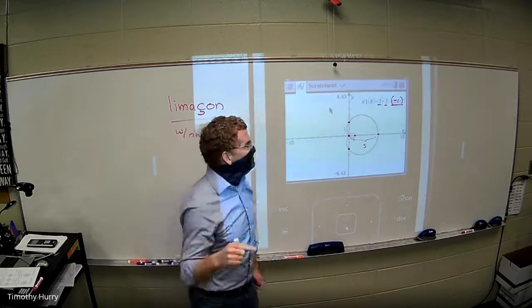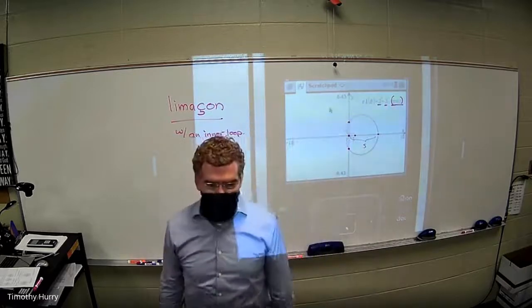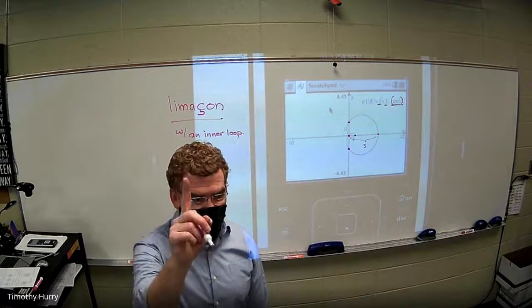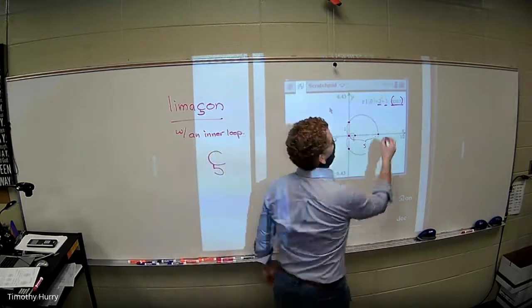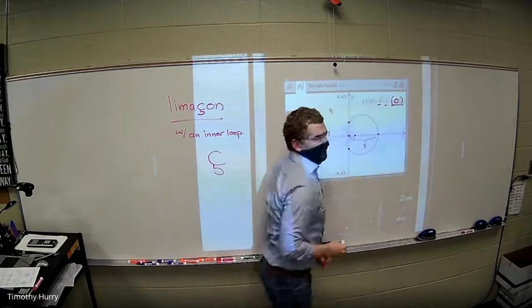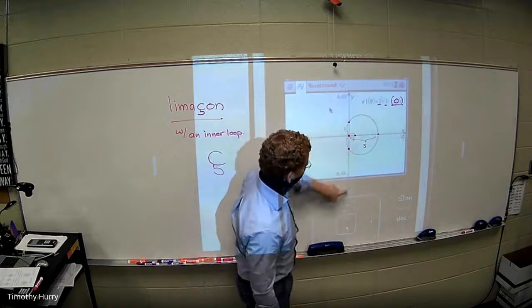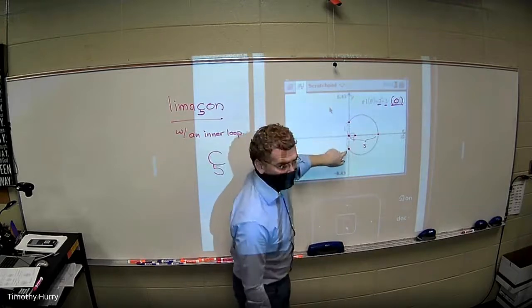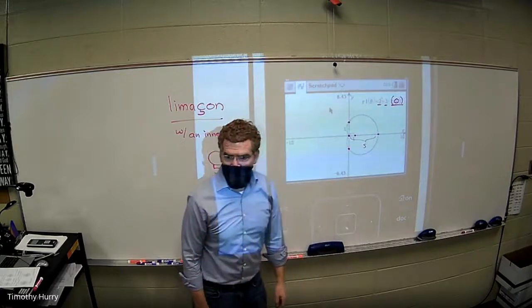Now, when is cosine equal to 0? At 90, straight up, and at 270? So if cosine was equal to 0, then what's the r value? 2. And notice at 90 and at 270, I'm up 2. Or I'm out 2. Are you seeing this?